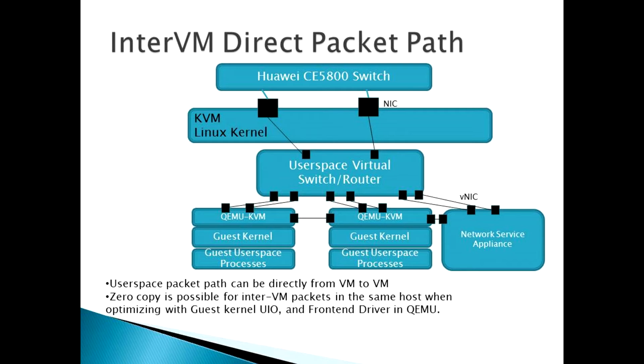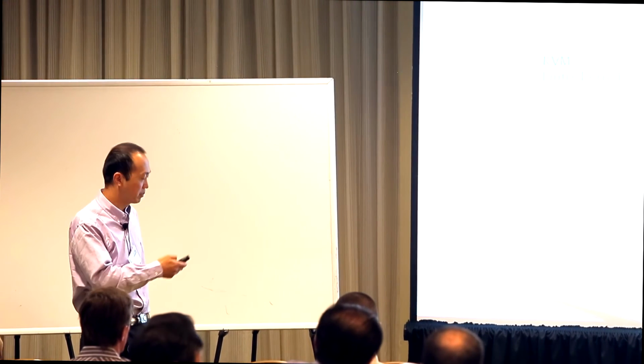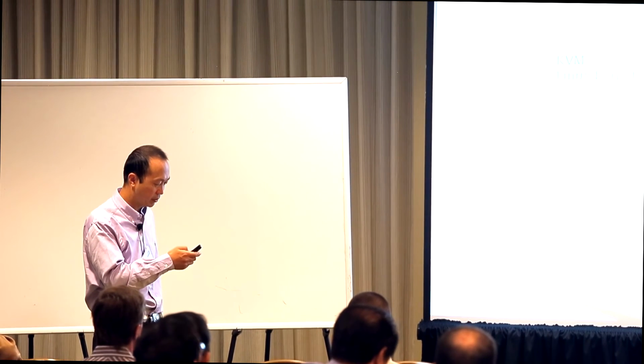One more question. What's the expected performance gain going from VM to VM as opposed to going to the vSwitch? So what's the performance gain from VM to VM versus going directly to the virtual switch?